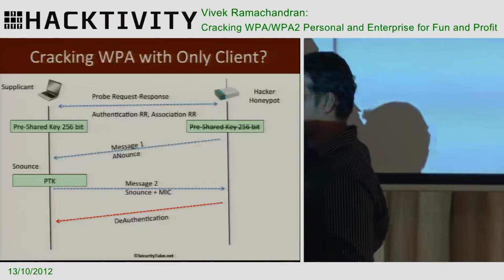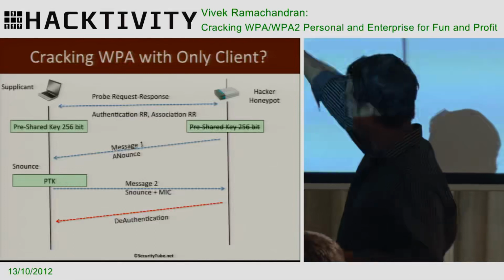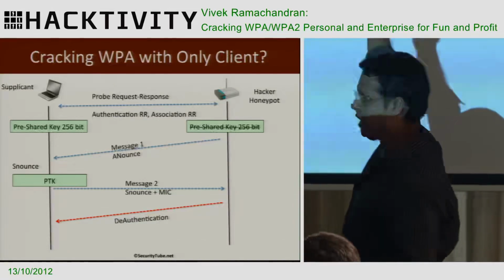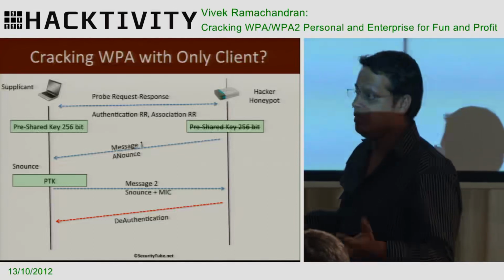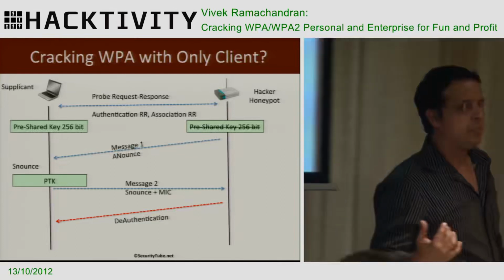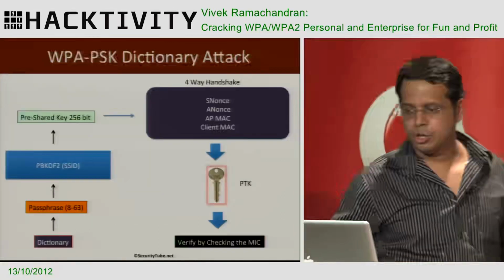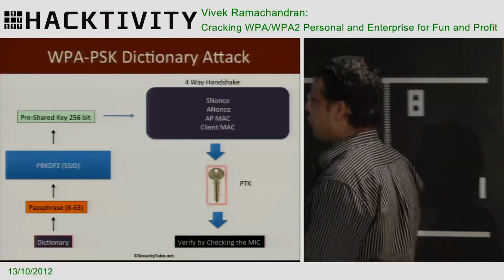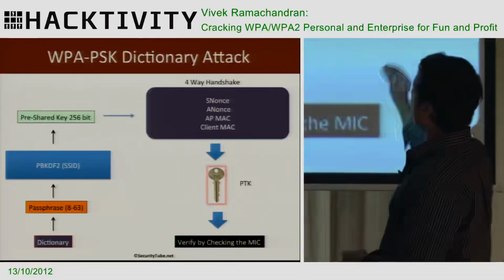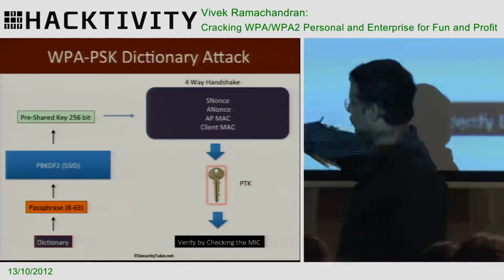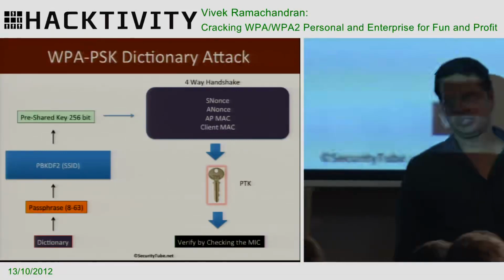Does he have the ANonce? Yes, he generated it. Does he have the SNonce from the client? Yes. Does he have the AP MAC, his own MAC, honeypot? Yes. The client MAC? Yes. What have we basically done? We've actually gone back to this scenario. Right? Now, the hacker has the SNonce, ANonce, AP MAC, client MAC, and he's basically going to do just the old dictionary attack.